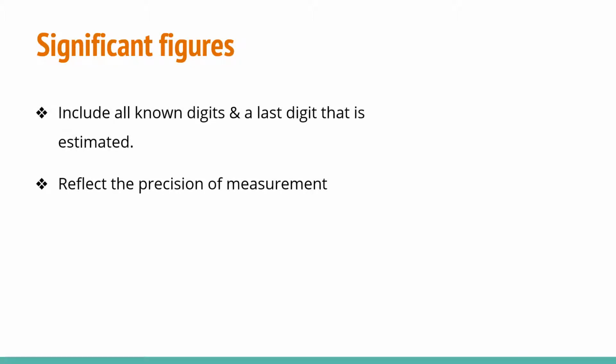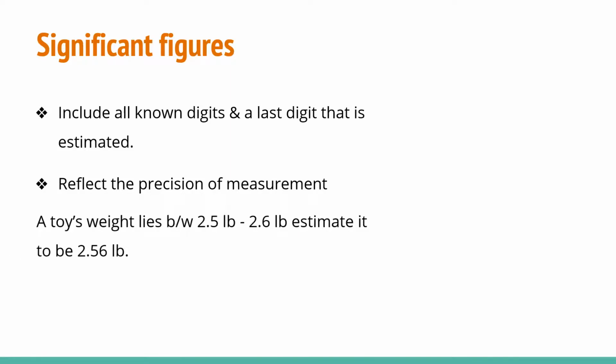Now what are significant figures? How will you define them? Significant digits in a measurement include all the known digits and the last digit that is estimated. Let's try to understand with the help of this example. Suppose a toy's weight lies between 2.5 pounds and 2.6 pounds and you estimate it to be 2.56 pounds.